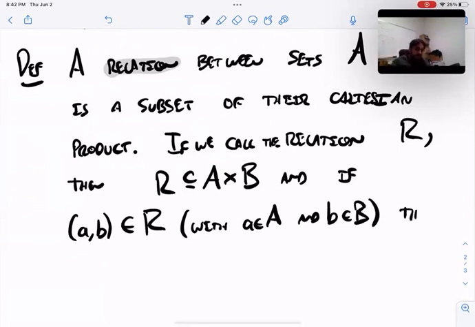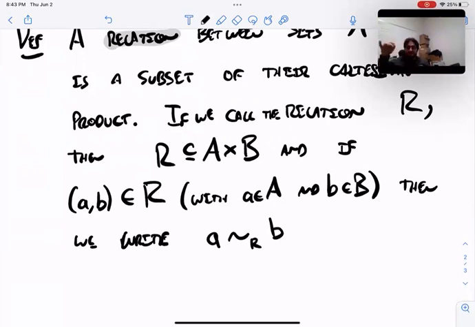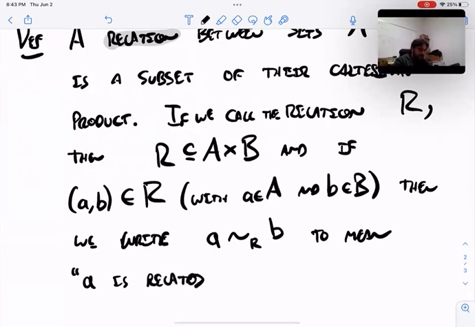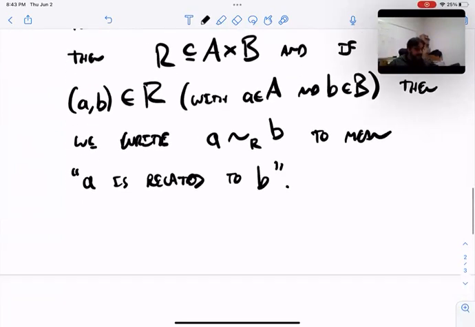then often we write this relation in what's called infix notation: a is related to b. So you put a and then some symbol, maybe subscripted with an R to indicate what relation it is, or maybe we have a special symbol if it's a special relation, to mean that a is related to b in this relation. So a lot of notation, a lot of abstract jargon and symbology here. Let's look at a concrete example.